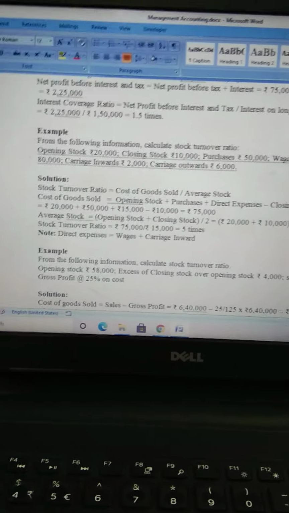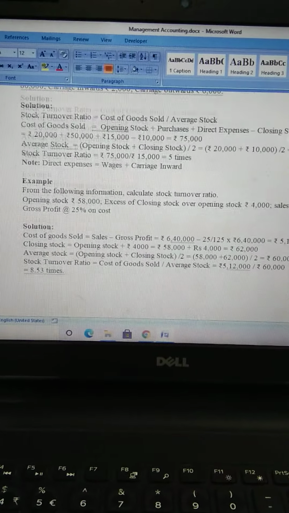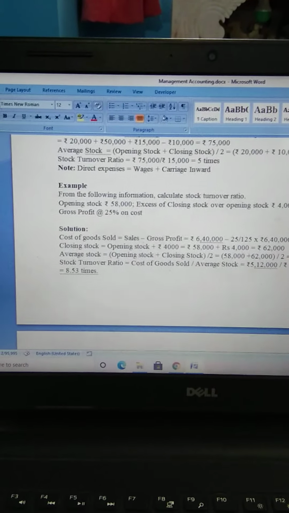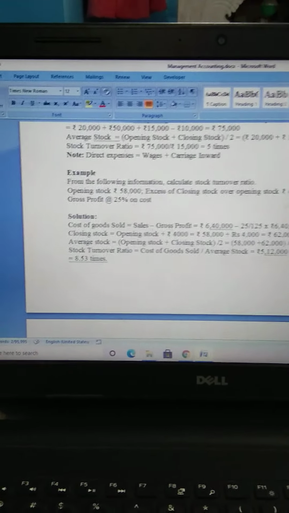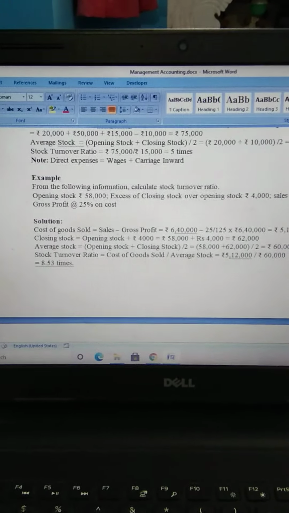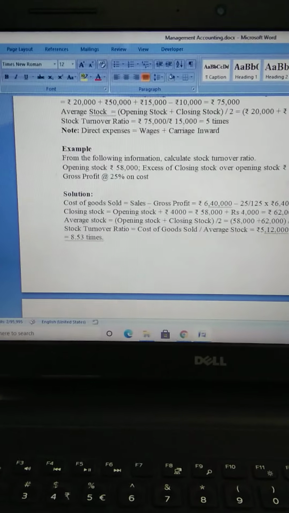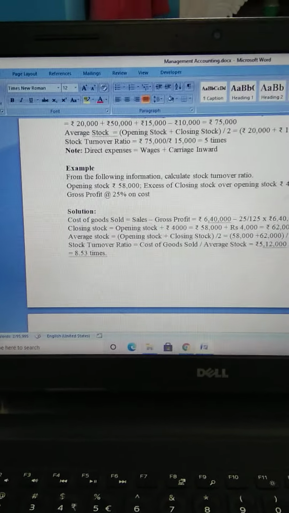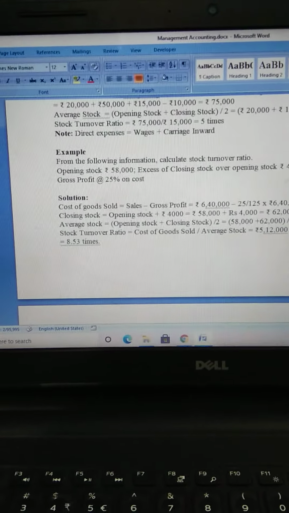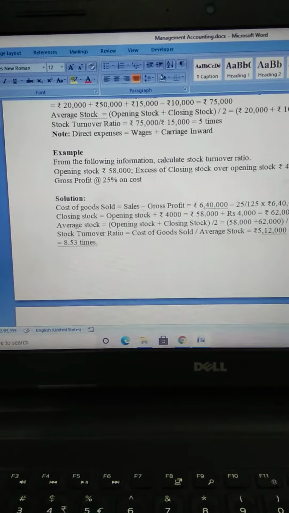Next, from the following information, calculate stock turnover ratio. Opening stock 50,000, excess of closing stock over opening stock 4,000, sales 6,40,000, gross profit 25% on cost. As I said, there are two formulas of cost of goods sold. The second formula, sales minus GP, is applicable over here.